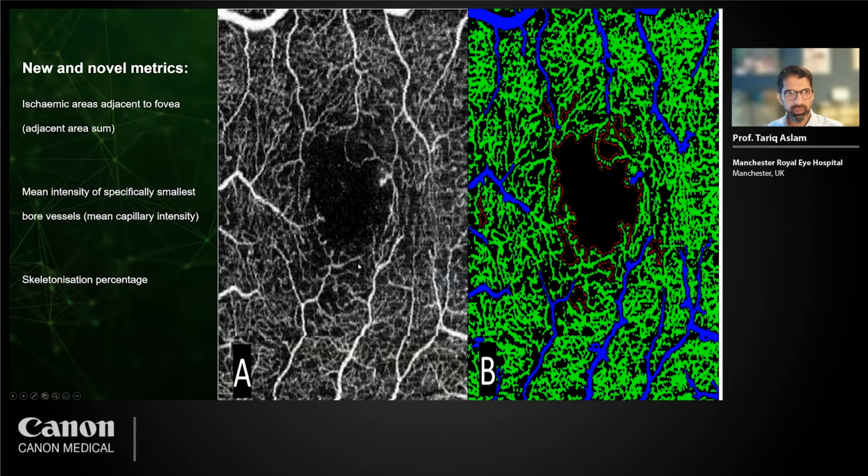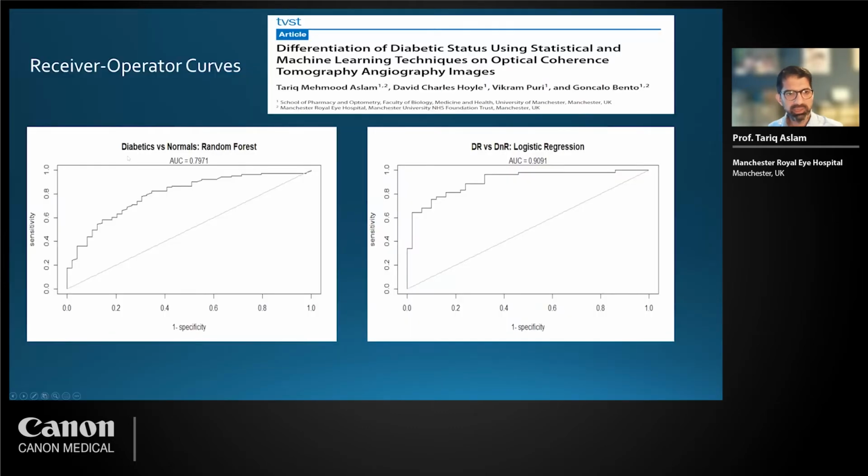And when we looked at this, we assessed the ability, the power of this image processing and analysis to differentiate between diabetic and normal patients, and diabetic patients requiring treatment, and those diabetics without any disease, and found quite decent areas under the curve for differentiating these using not only machine learning, but also basic statistical methods.